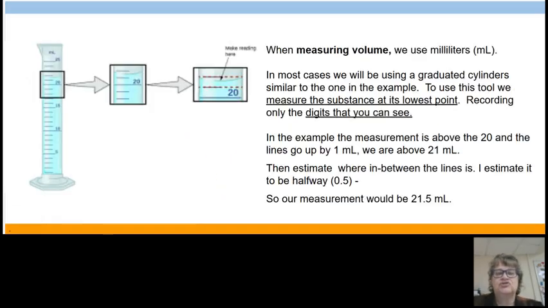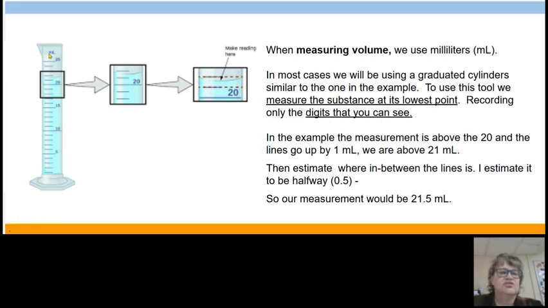For volume, there's two ways. The first way is measuring liquids, right? The volume of a liquid. And so when measuring the volume of a liquid, we use milliliters, mL, little m, big L. And in most cases, we will be using a graduated cylinder to do that. Remember, graduated cylinders look like this. You've used them before. To use this tool, we measure the substance at its lowest point, recording only the digits that you can see.